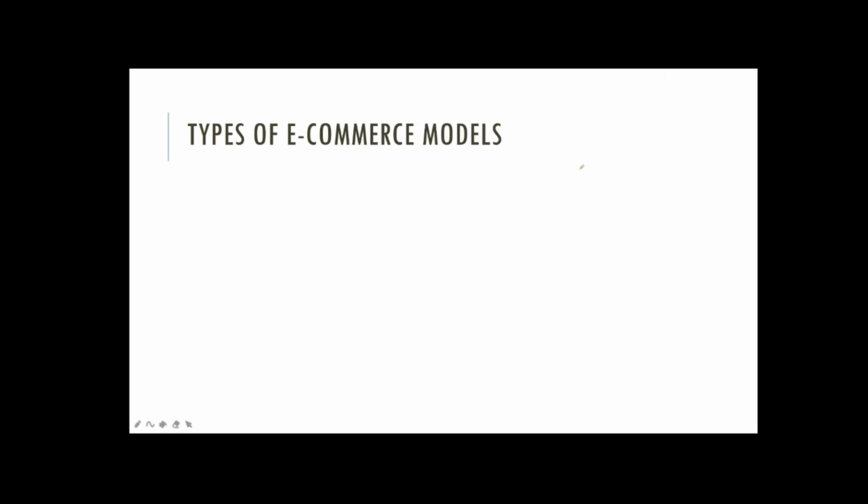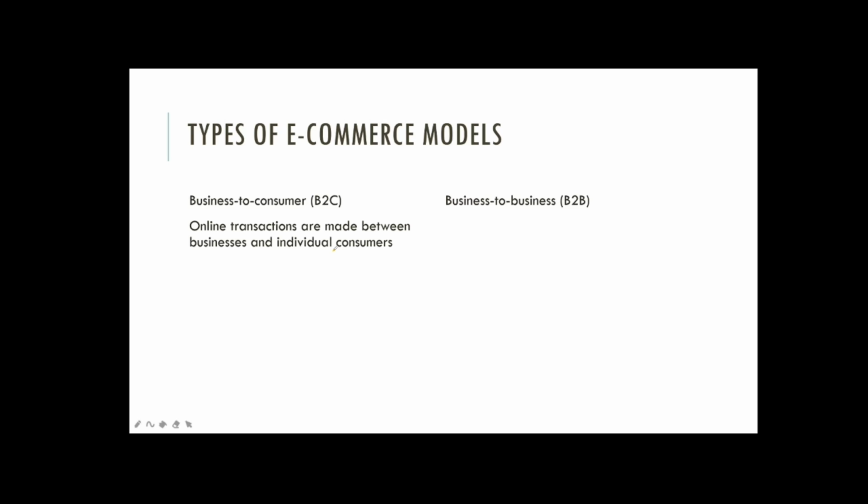So we have here four types of e-commerce models. So the first one will be the business to consumer or B2C, and the second one is business to business or B2B. So first, business to consumer. This refers to the online transactions that are made between businesses and individual consumers. So in this business model, it is where a business sells goods or services to an individual consumer. So for example, when a customer purchases clothes online, that's B2C. Or a customer purchases shoes online, that's B2C.